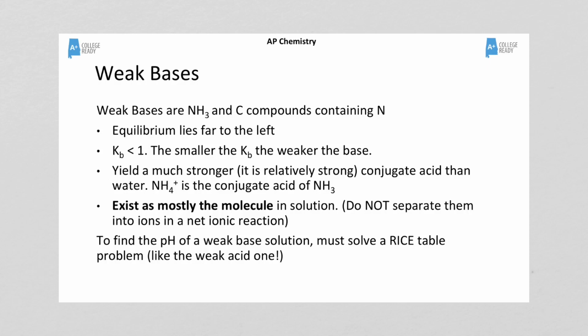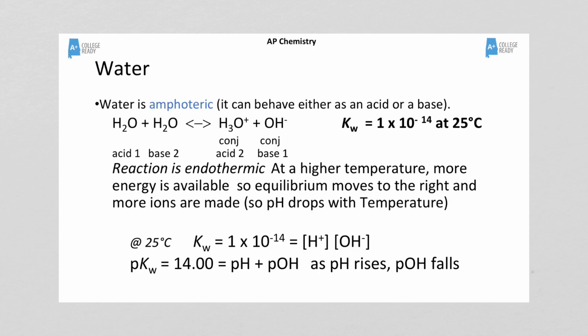Just like with weak acids, weak bases exist mostly as the molecules in solution. So if you're asked to write a reaction with a weak base, you make sure you write the whole formula. Do not separate it into ions. And then to find the pH of a weak base solution, it's a process. We have to do an equilibrium problem. You have a Kb, make a RICE table, and then it goes from there.